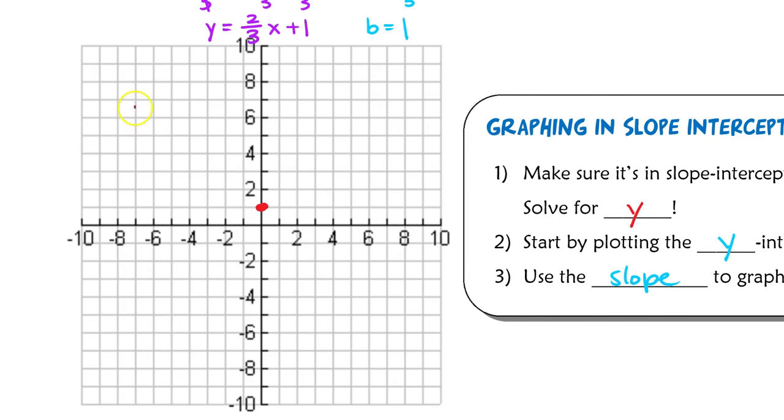So remember, the change in y over the change in x is supposed to be 2/3. So that means we'll go up 2 and to the right 1, 2, 3. We'll graph our point right there. And we can do it again. We can go up 1, 2, right 1, 2, 3. Graph our point, and let's do one last one. Up 1, 2, right 1, 2, 3, right there.